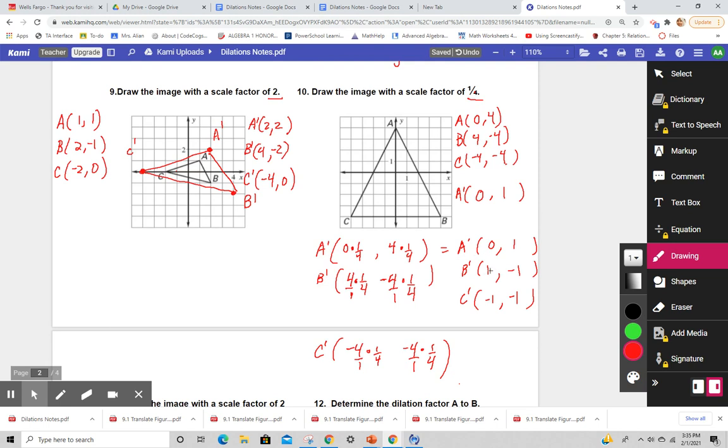All right, so now we just plot these points. A prime is located at 0, 1. B prime is located at 1, -1. And C prime is located at -1, -1. So basically, we took 1/4 of the original. That's what that is. We took 1/4 of the original. So this was A, B prime, C prime.